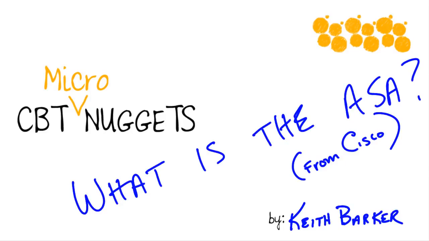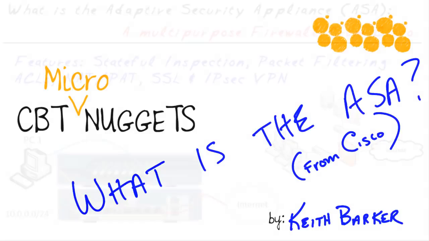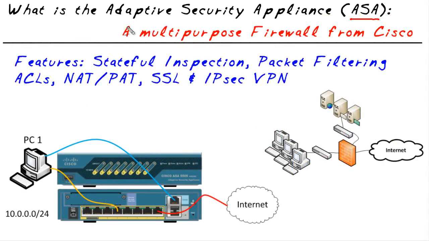What is the ASA? I'm glad you asked. You're in the right place. We're going to spend a few minutes right now identifying what exactly is an adaptive security appliance and point out some of its important features. Let's jump in. An ASA stands for Adaptive Security Appliance, and it's a multi-purpose firewall from Cisco.